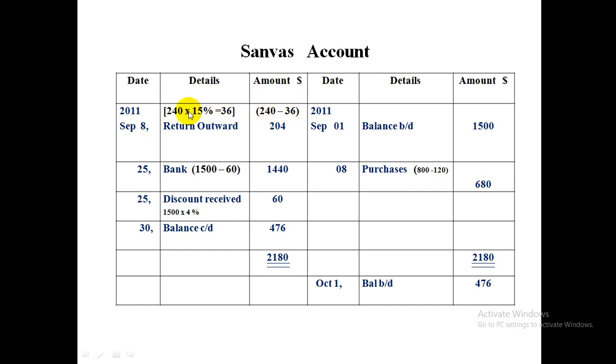This is only the rough working done in black for your understanding. This is the amount which is to be entered here. Again, this is the amount which is to be entered here. It is the rough working for your understanding. Let's see the next transaction.